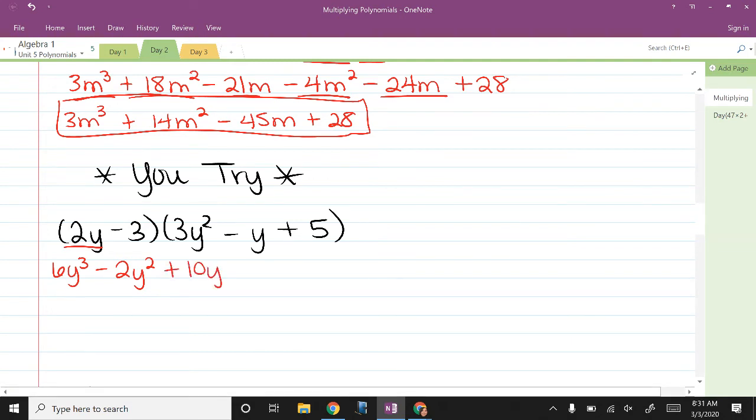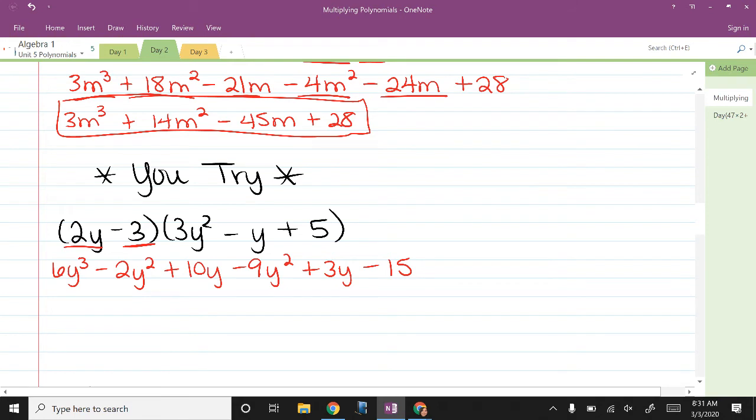Is everybody okay with the first one? Then you go back and do negative 3 the same way. So what's negative 3 times 3y squared? What's negative 3 times negative y? Yeah, watch your sign right there. Because if you put a minus 3y, you're going to miss it. And what's negative 3 times 5? Any questions about my multiplying? So I should have 6 terms across there, right?